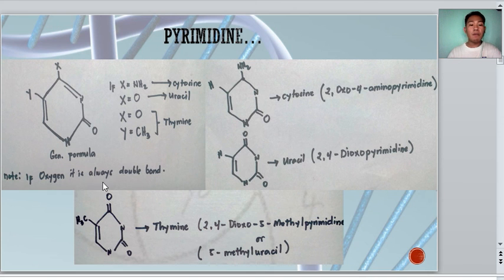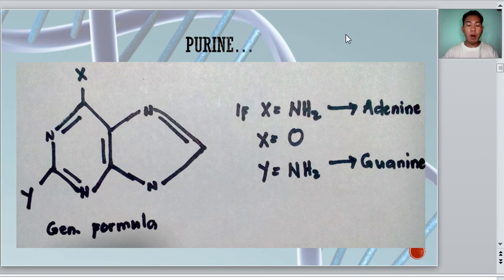Remember always that if oxygen, it is always a double bond. The IUPAC name for cytosine is 2-oxo-4-aminopyrimidine, and for uracil, it's 2,4-dioxopyrimidine. For thymine, it is also known as 2,4-dioxo-5-methylpyrimidine or 5-methyl-uracil.